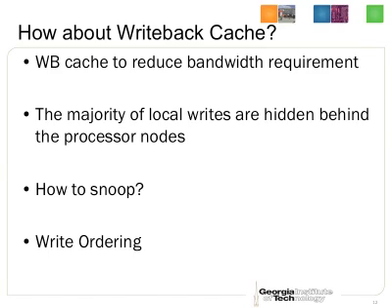Now, what about write-back cache? Write-back cache is designed to reduce bandwidth requirement, so we do not have to write to the main memory every time there's an update to the local copy. We only update the main memory if that updated cache line is evicted out of the cache. So with write-back cache, the majority of local writes are hidden behind the processor node. So we will not be able to detect the most recent update to the copy if we're using write-back cache, because it's not going up to the bus. So how do we snoop, and how do we maintain the right ordering?